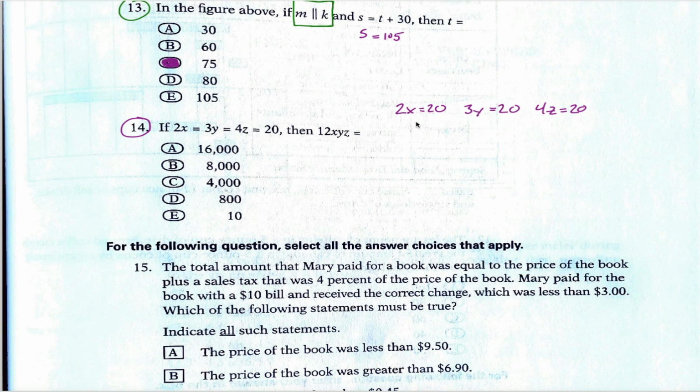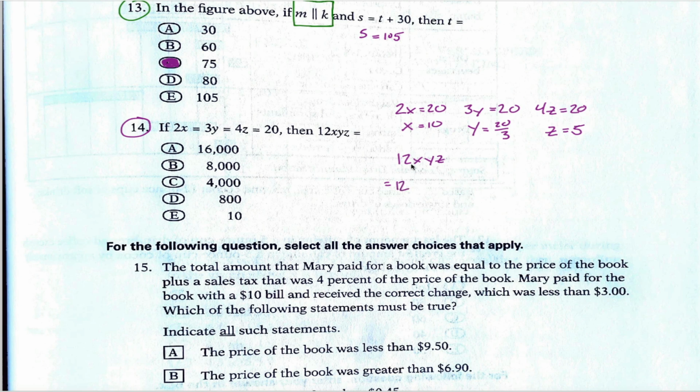Right, so for this one, divide both sides by 2, and we get x is equal to 10. For this one, divide both sides by 3, and we get y is 20/3. You could convert that into a decimal if you really felt like it, but I kind of like leaving it as a fraction and letting things cancel out later. Over here, dividing by 4, I get that z is equal to 5. And now I have all the info that I need to evaluate 12 times x times y times z.